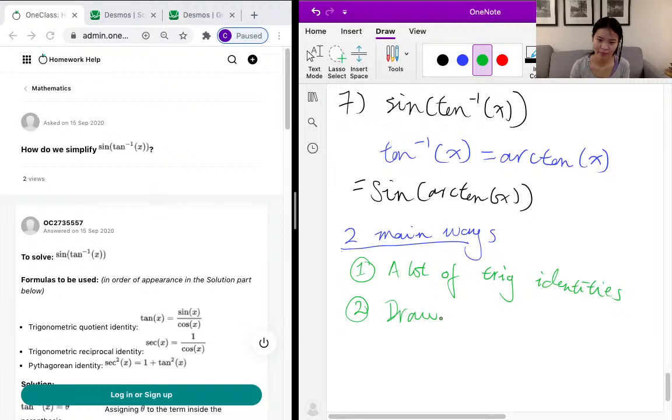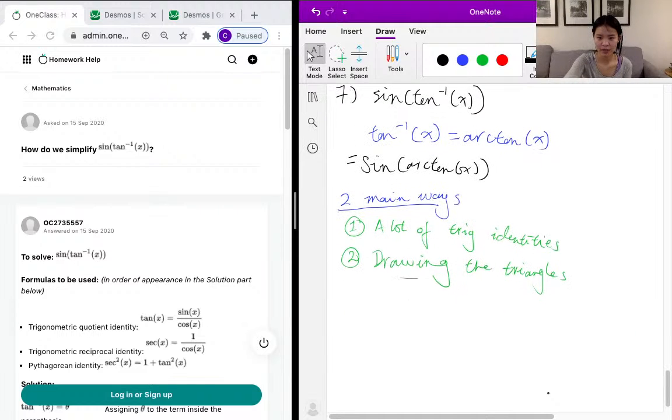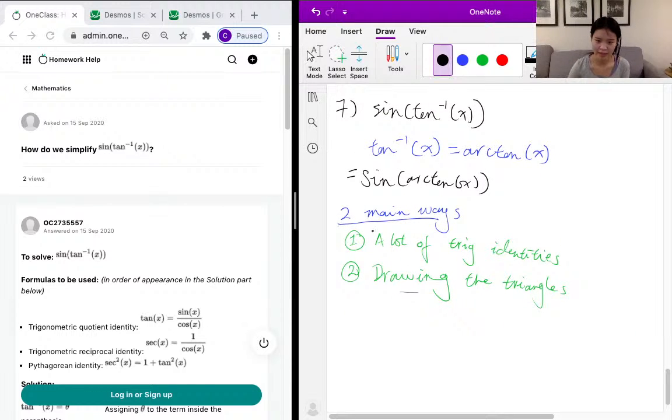The second way is just drawing the triangles. I think it probably has a fancy name, but I like to call it drawing the triangles because it sounds more straightforward to me, and this is actually a really straightforward way of solving this problem. Alright, so I'm going to solve the problem using the second way, the way that's more straightforward.